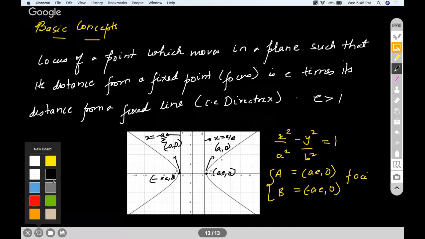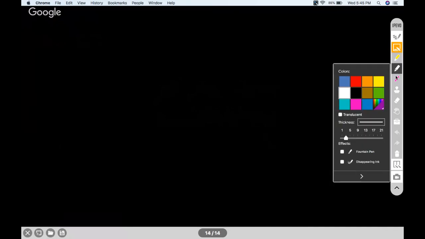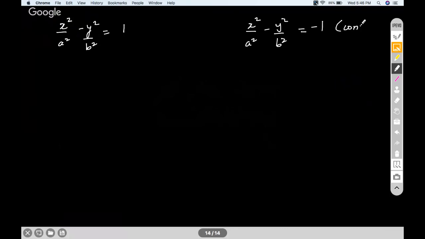Now, quick things about the hyperbola. Normally what you saw here was a hyperbola like this. You could also have a hyperbola where the equation becomes this, with a minus 1 over here, and this is called the conjugate of the previous hyperbola. So this is called the conjugate of this hyperbola.